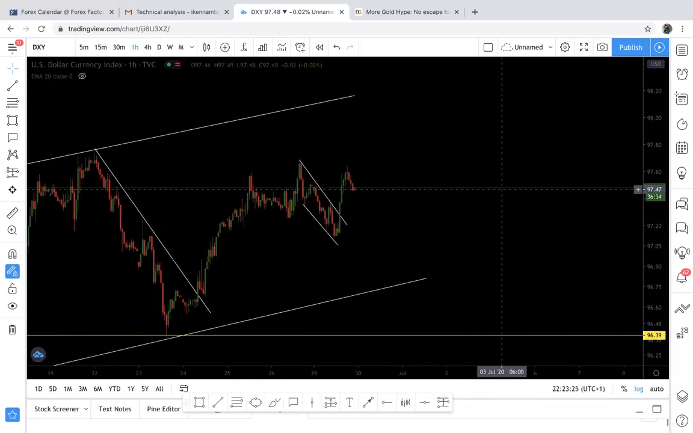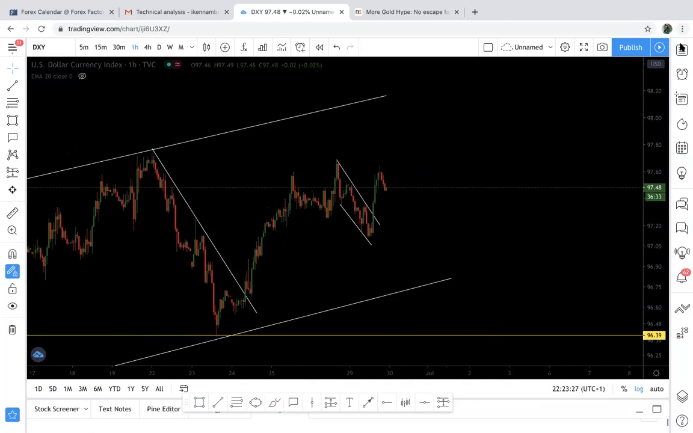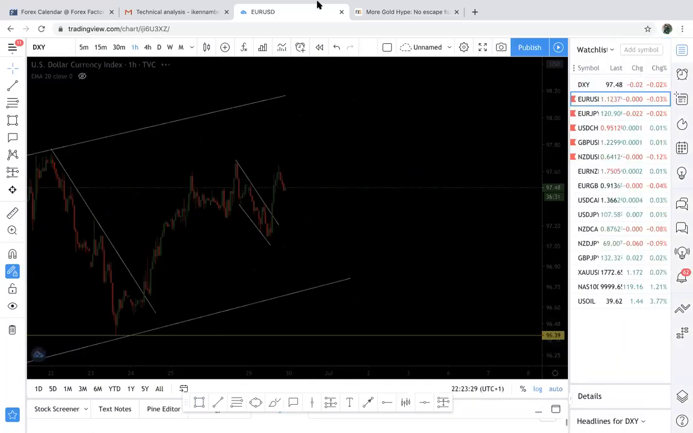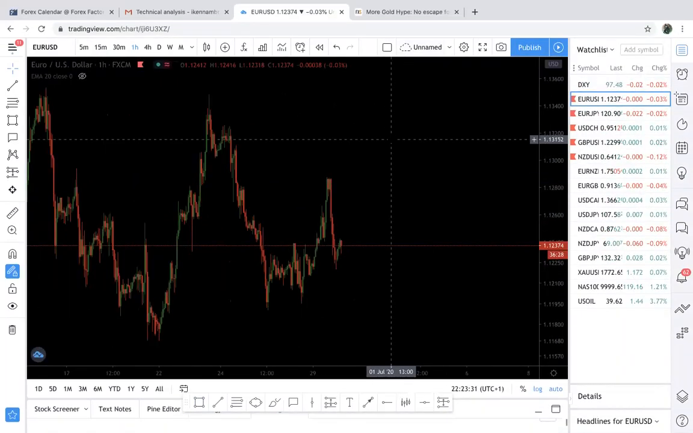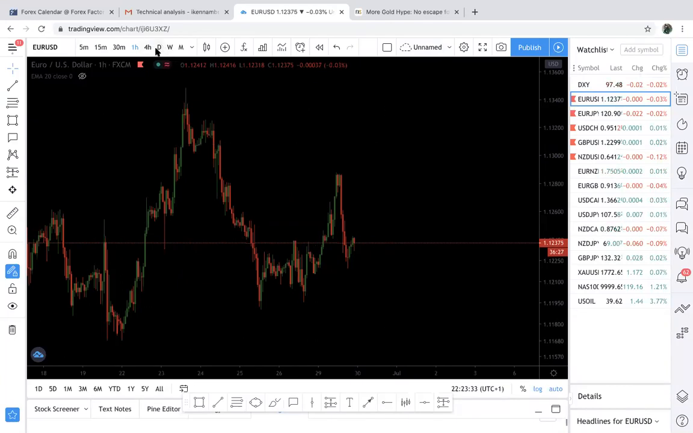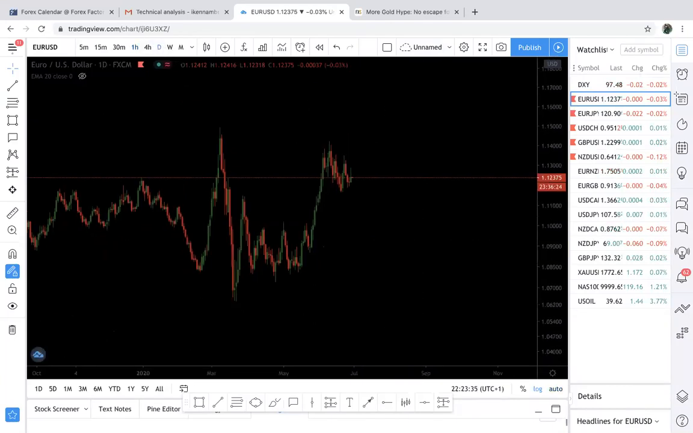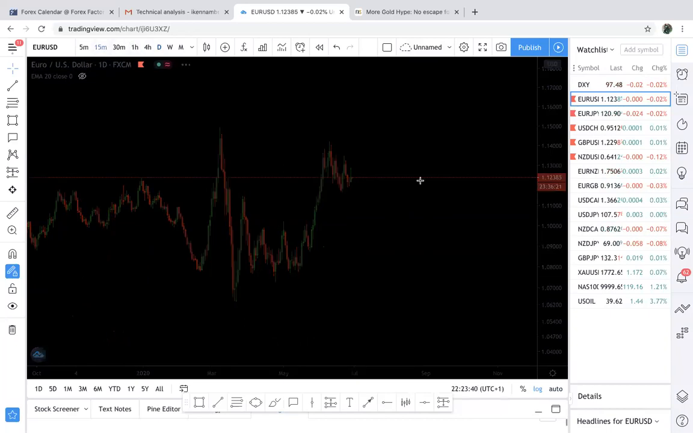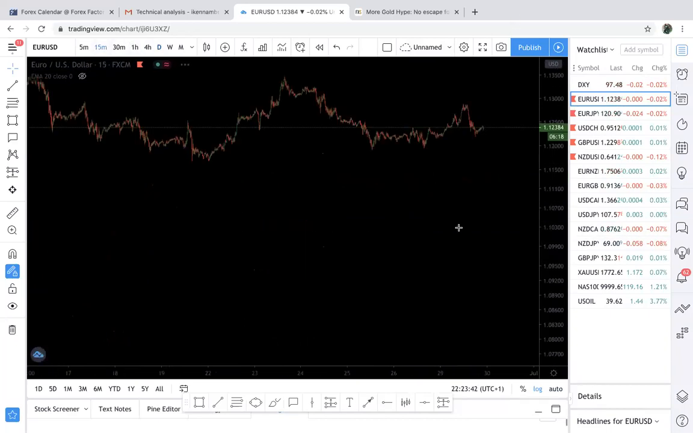So that's my analysis on the dollar index. Let's move to the next one. We spent a lot of time on the dollar index, and obviously EURUSD, I don't have anything to say because it's the opposite of the dollar index. So let's not waste time here. We'll be looking for the same thing on EU.